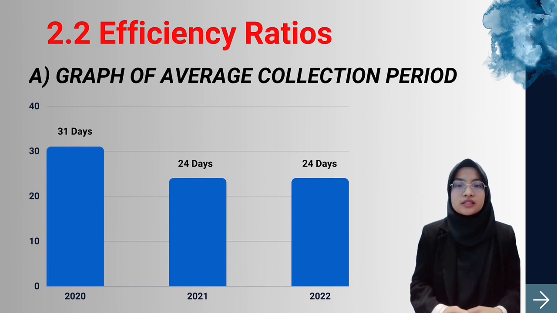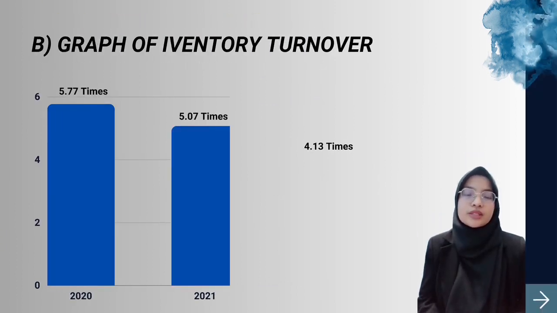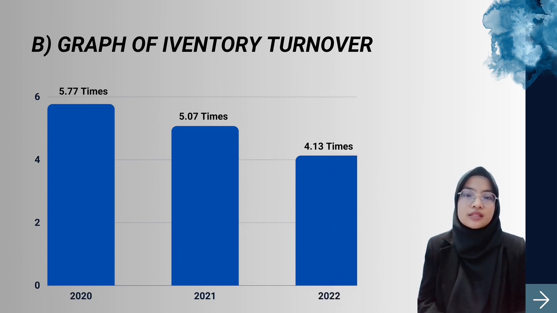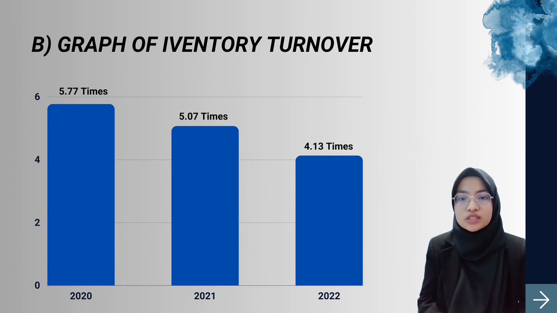As you all can see, the ACP graph shows that in the years 2021 and 2022 are in the same situation, which is 24 days. So, in my opinion, this shows the success and efficiency of the company in giving credit and collecting debt. Second is inventory turnover, and we can see the graph shows that the ratio decreased from 2020 to 2022, which is from 5.07 to 4.13.